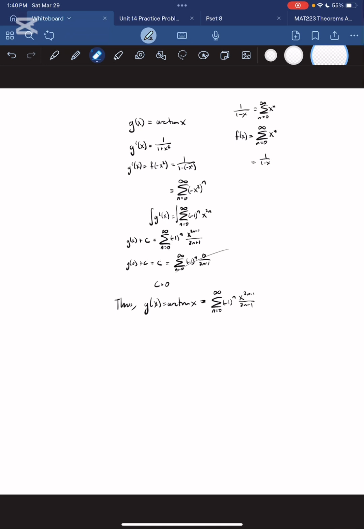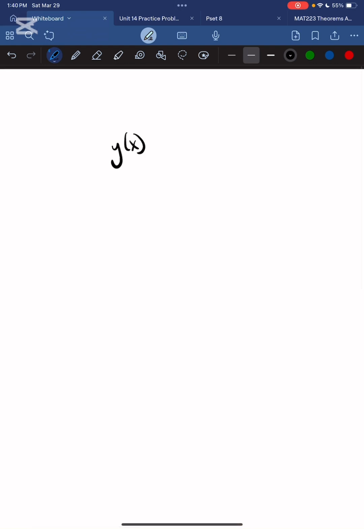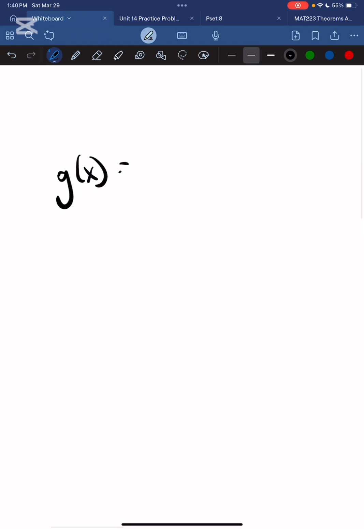The next example we'll do is a bit harder, but also equally important. Let's have g at x equal to x squared over 1 minus x squared. Try to figure out how to represent this in some power series. Oh, sorry, an infinite series. Now, I'll just do it.